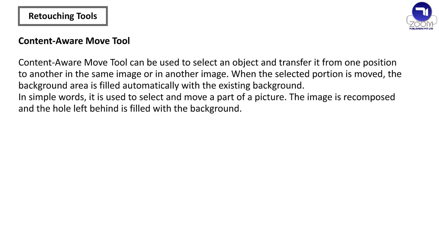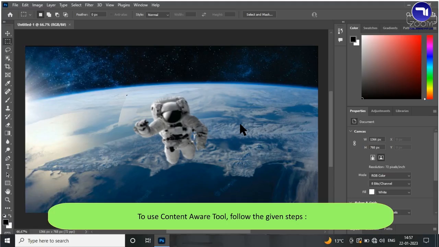When the selected portion is moved, the background area is filled automatically with the existing background. In simple words, it is used to select and move a part of a picture. The image is recomposed and the hole left behind is filled with the background. To use Content Aware tool, follow the given steps.